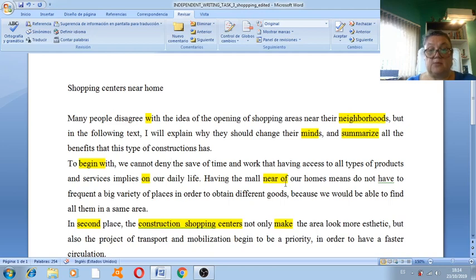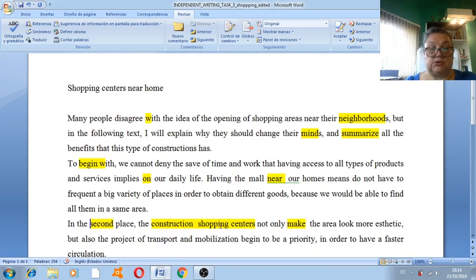Well, "having them all near of": there's no need for this "of." It's "near our homes." In the second place, this is like a fixed structure. The construction, something happened here. "The construction shopping centers": I guess you skipped an "of" there.